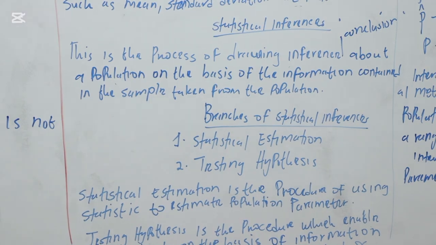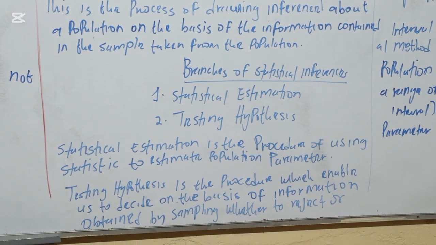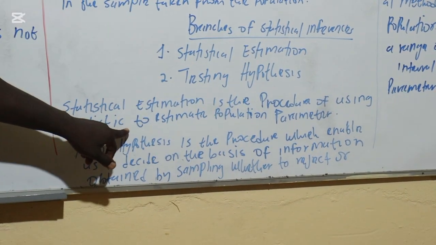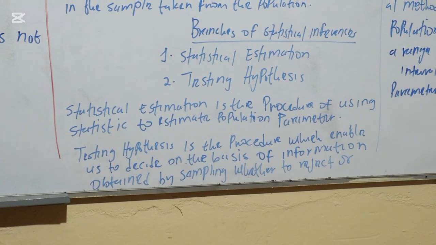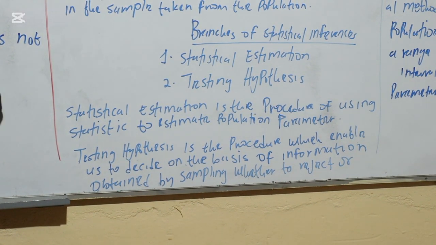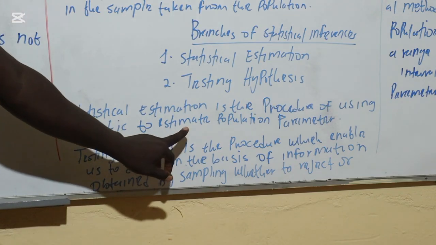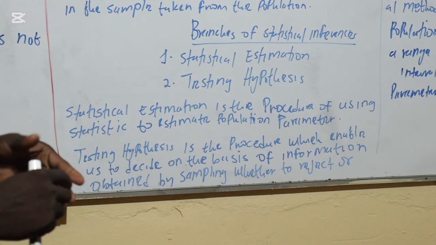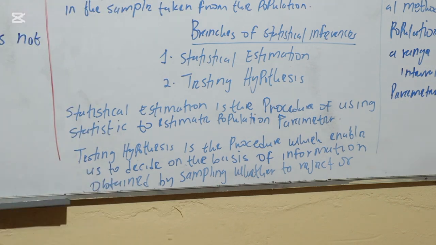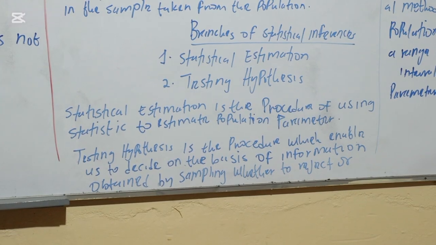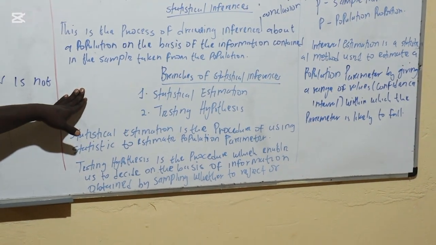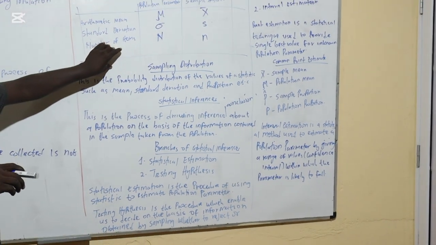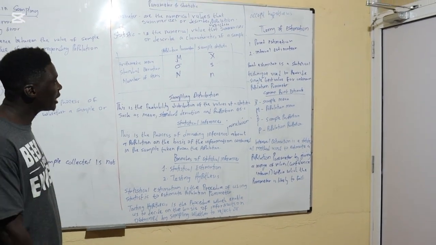Now let's define what statistical estimation is. Statistical estimation is the procedure, not the process. It is the procedure of using a statistic to estimate a population parameter. And testing of hypothesis is also a procedure. So both of these two branches or concepts are procedures. Testing of hypothesis is the procedure which enables us to decide, on the basis of information obtained by sampling, whether to reject or accept a hypothesis. So there are two outcomes in hypothesis testing, that is rejection and acceptance. I have an idea you have already been taught. So with the best of the information you're given, you can decide whether to reject or to accept. That is what we call hypothesis testing.